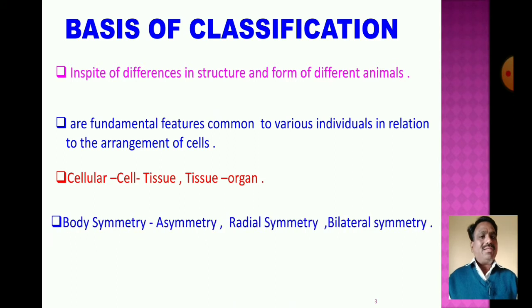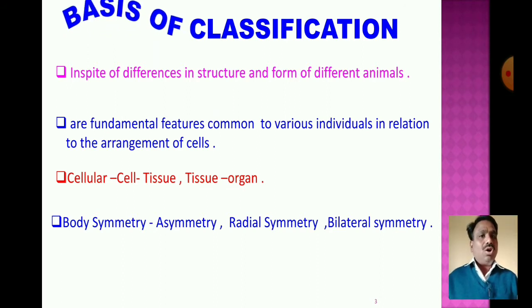Then there is body symmetry, which means the body has equal parts. There are types of symmetry: asymmetry, radial symmetry and bilateral symmetry. What is meant by radial symmetry? We will discuss it later in further slides. Know about that basis of classification.